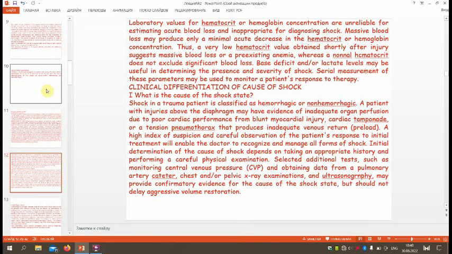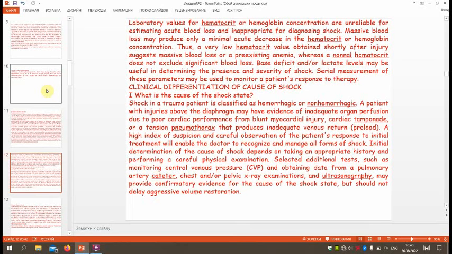Clinical differentiation of cause of shock. What is the cause of shock state? Shock in a trauma patient is classified as hemorrhagic or non-hemorrhagic.